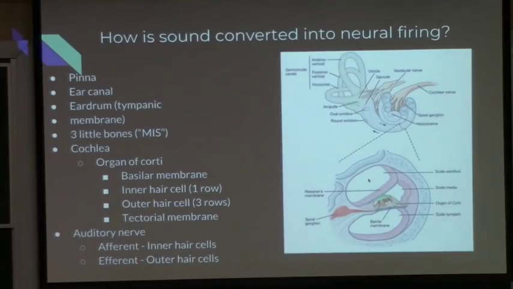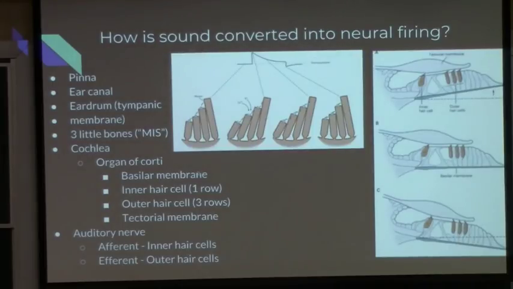And so what does the organ of Corti consist of? Yep, that's a good representation of it. You have a basilar membrane at the bottom and a tectorial membrane on the top. In between, you have inner hair cells and outer hair cells. You have three rows of outer hair cells running all along the cochlea and one layer of inner hair cells running along the cochlea.